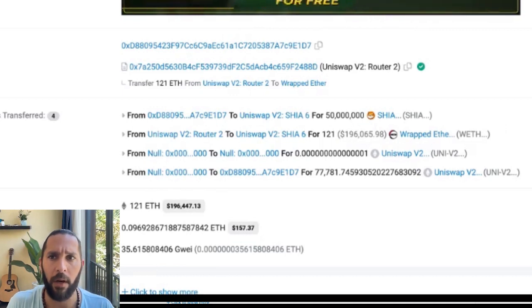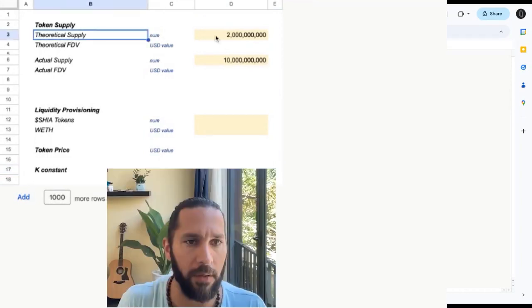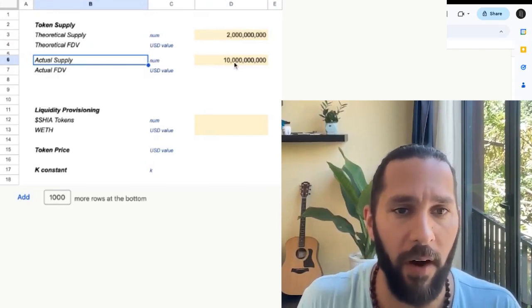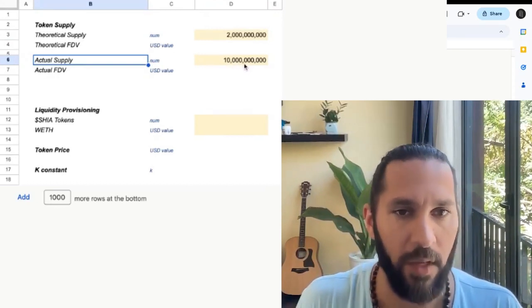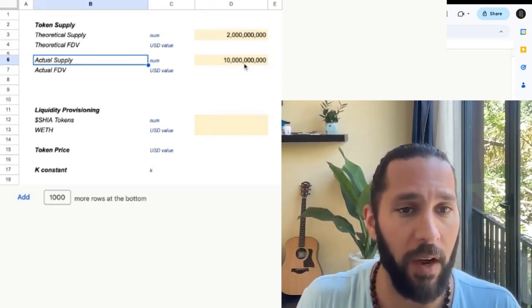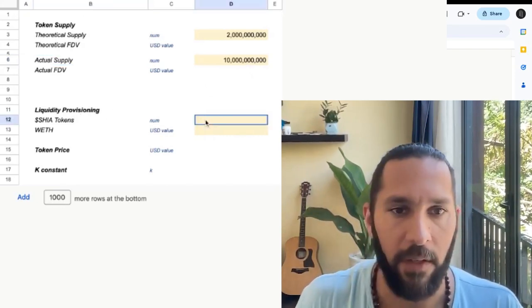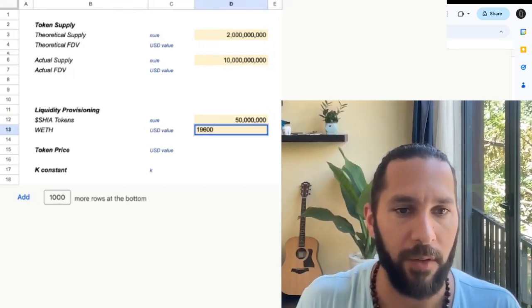And we could do some quick calculations here. I've got a spreadsheet I could show you. So what we've got is the token supply of Shia, the theoretical supply, which should be 2 billion tokens, but the actual supply of tokens that existed when they provided liquidity into the LP, 10 billion tokens. Remember, they minted 10 billion tokens, and then they didn't burn 8 billion until several days later. On the liquidity provisioning front, they added 50 million tokens with a value backing of, let's say, $196,000.